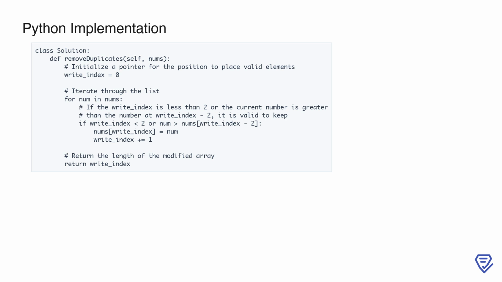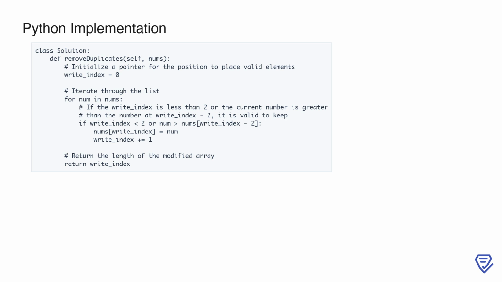3. Validation logic. The condition right_index < 2 or number > nums[right_index - 2] ensures that if right_index is less than 2, we accept the element directly because the first two elements of any sequence are always valid. If right_index is 2 or more, we check if the current element number is greater than the element 2 positions back, nums[right_index - 2]. This ensures no more than 2 duplicates for any value. 4. Updating the array. If the condition is satisfied, the current element number is written to the position right_index, and right_index is incremented. 5. Returning the result.